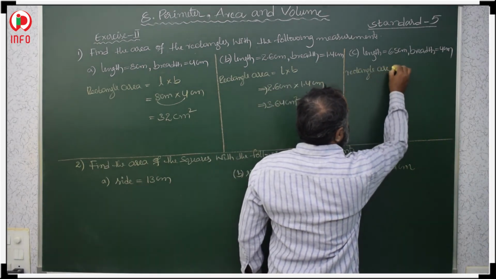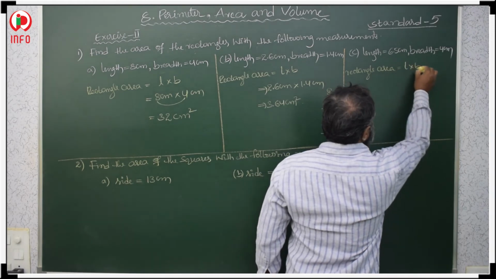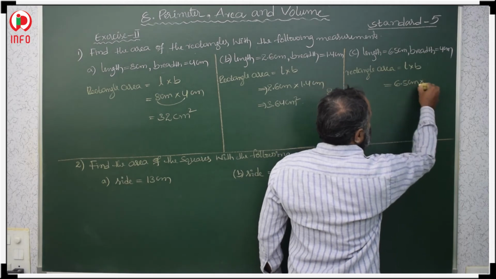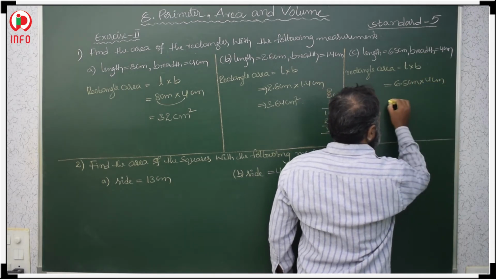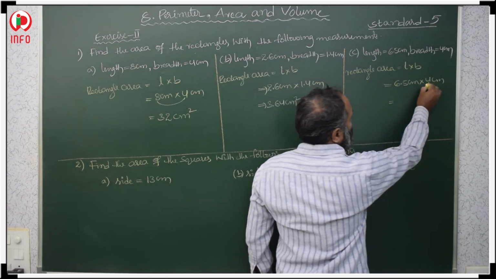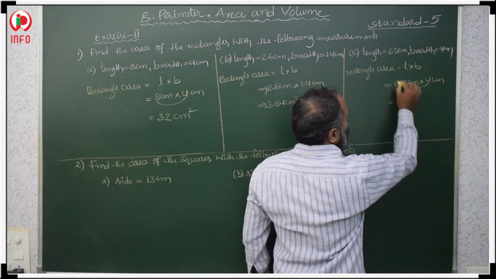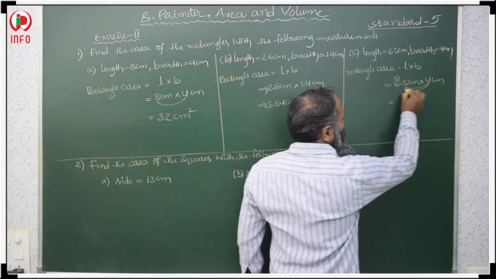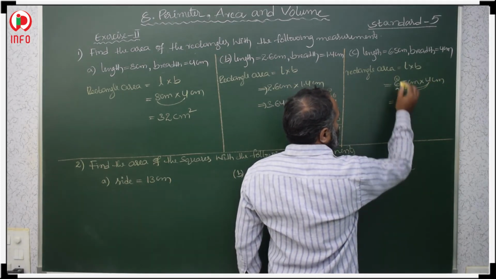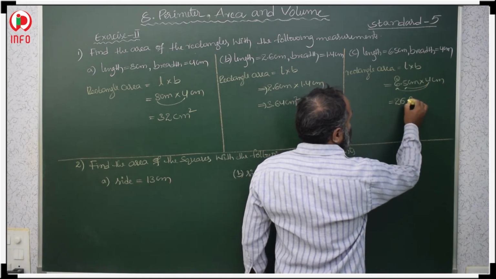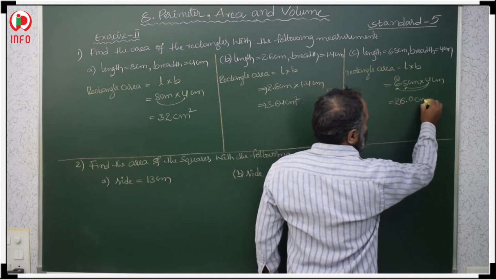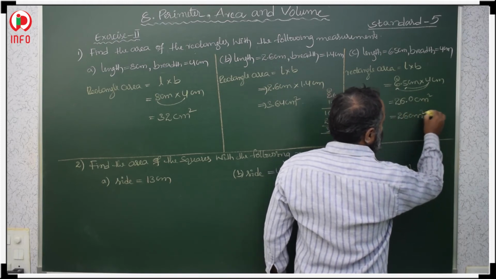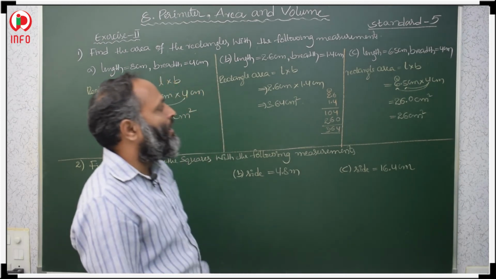Rectangle area is equal to length into breadth. What is the length here? 6.5 centimeters and breadth is 4 centimeters. Now first you multiply 4 with 5. 4 5s are 20 and 2 carry over on 6. Now 4 6s are 24, 25, 26. After one digit keep a decimal, that is centimeter square. 26.0 means 26 centimeter square. So this is rectangle area.